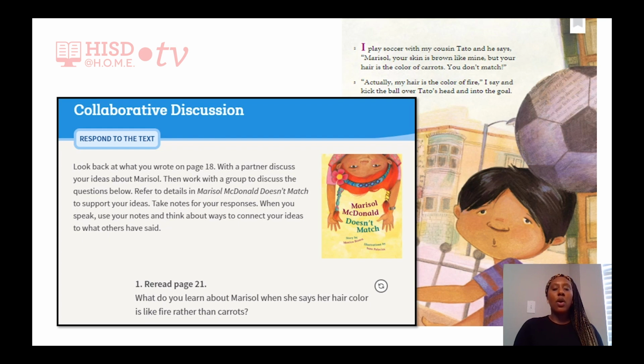What do you learn about Marisol when she says her hair color is like fire rather than carrots? I'm going to reread page 21 for you.